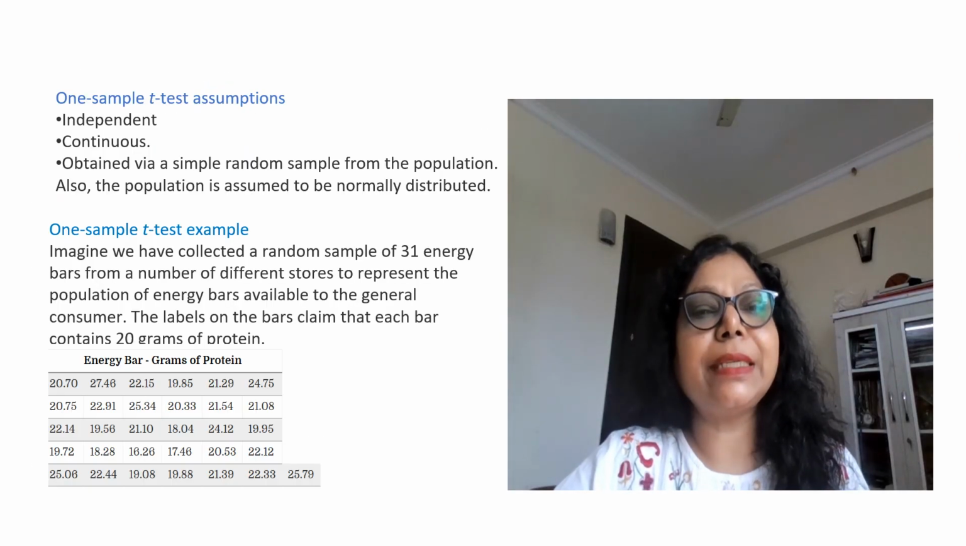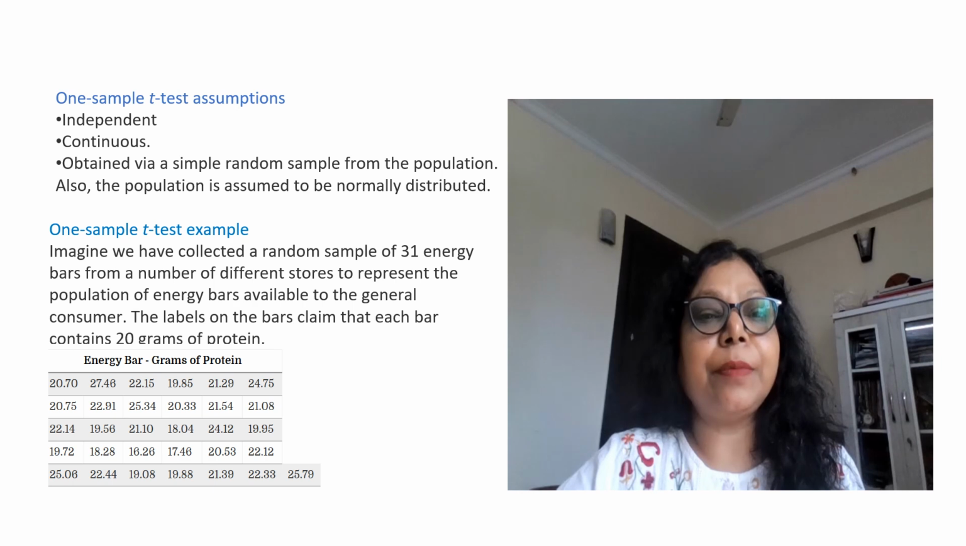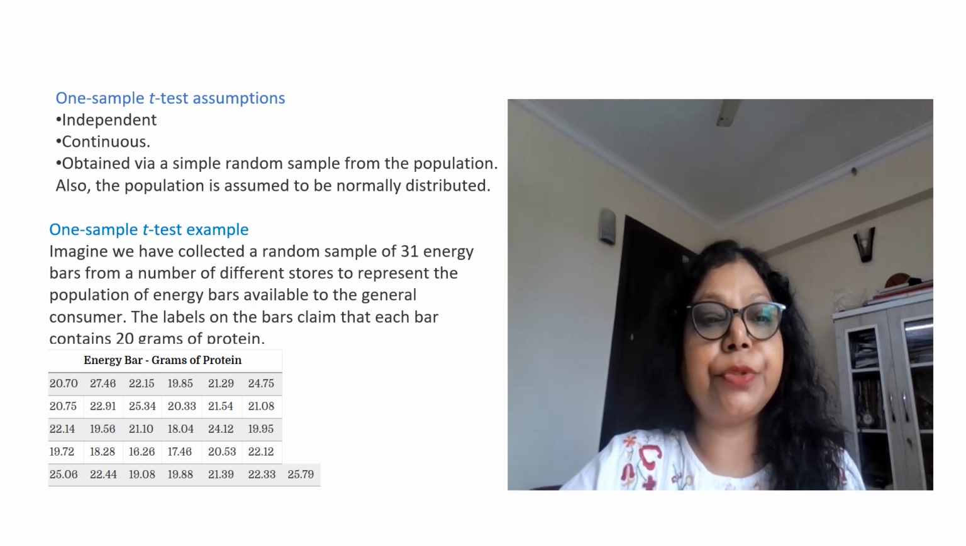One sample t-test assumptions we have already discussed. For a valid test, we need data values that are independent, that means values are not related to one another. Then values should be continuous, and they should be obtained via a simple random sample from the population. Also, the population is assumed to be normally distributed.